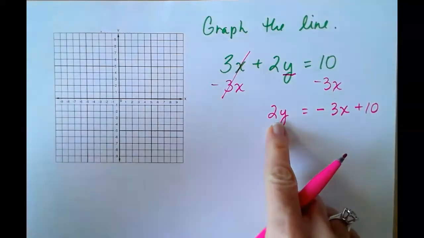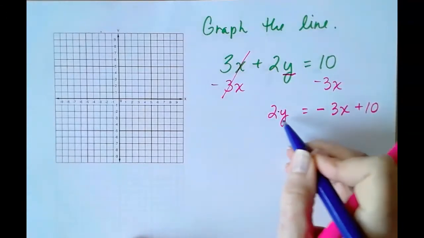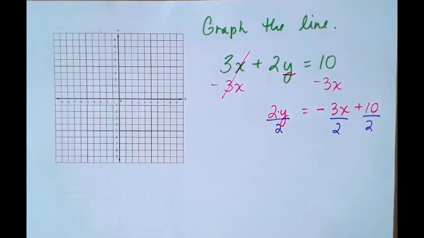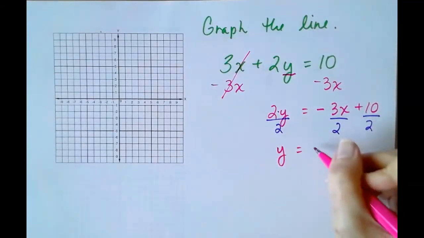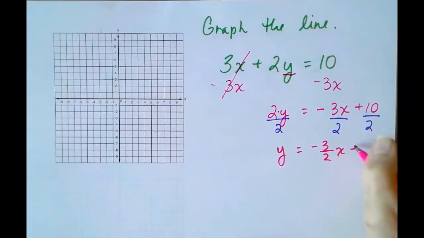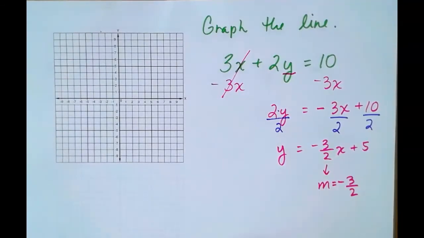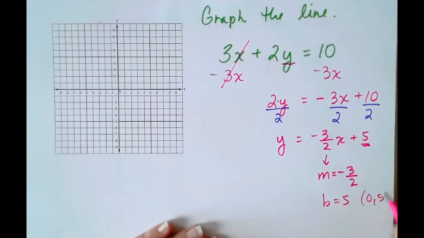Next, in order to get the y by itself, we need to undo times 2. We will do that with division. Divide by 2, every term gets divided by 2. Therefore, y equals negative 3/2 x plus 5. So what's our slope? Our slope is negative 3/2. Our y-intercept is 5. So b equals 5, which would be the same as the point (0, 5).